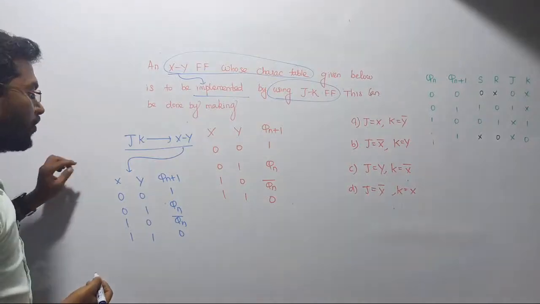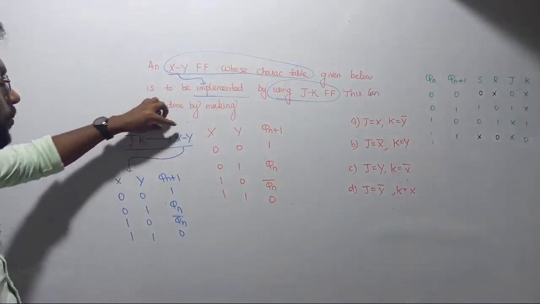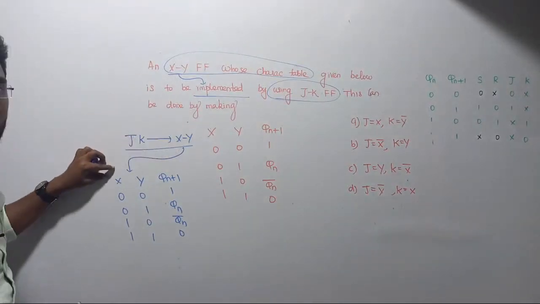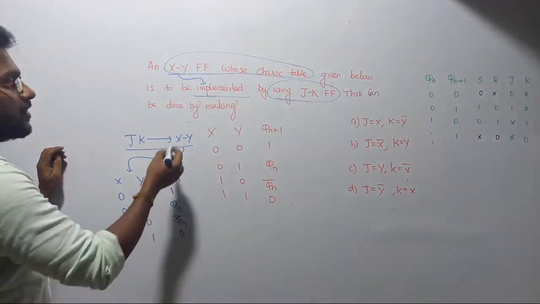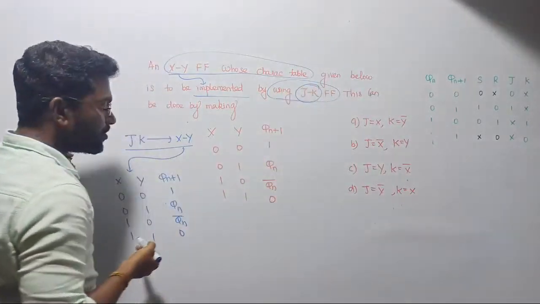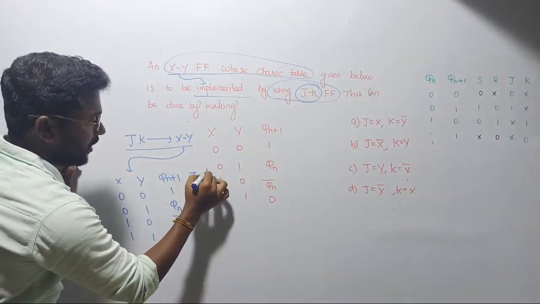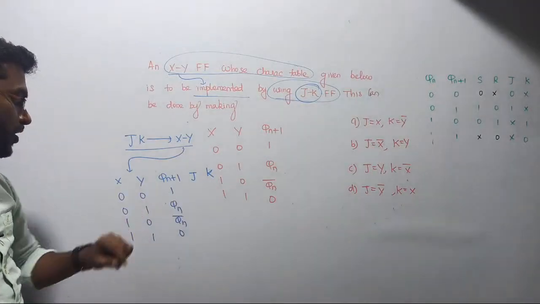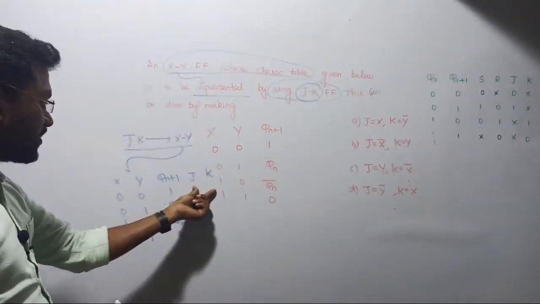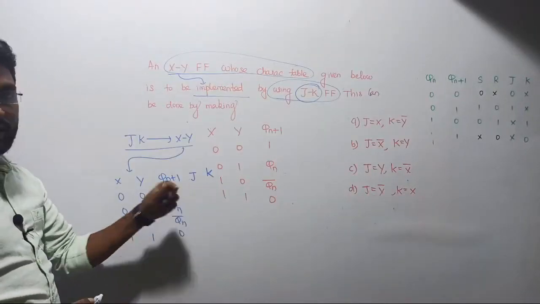Step number 1, we have to write down the characteristic table for the flip-flop that we are going to implement. Step number 2, we have to write down the excitation table for the flip-flop that we are going to use. Which flip-flop we are going to use? JK flip-flop, right? So we have to write the excitation table for the flip-flop that we are going to use, right? So how will you write down the excitation table, right?